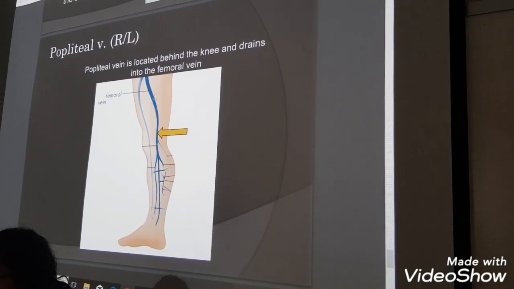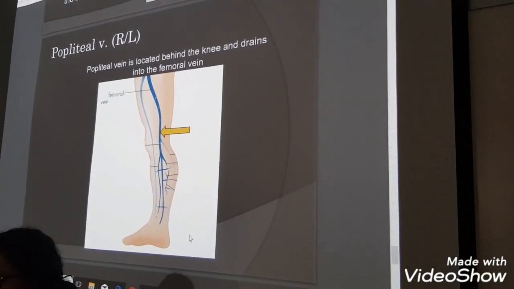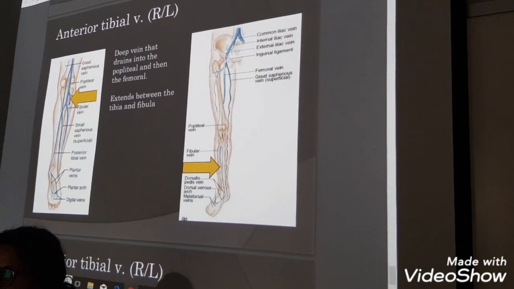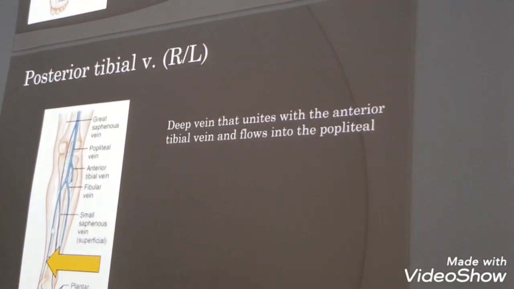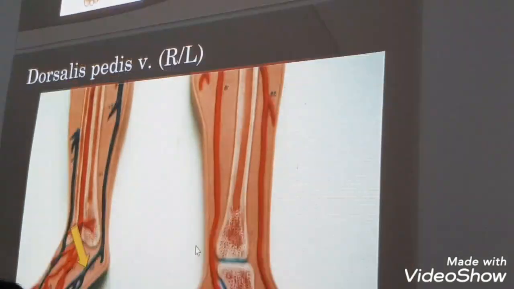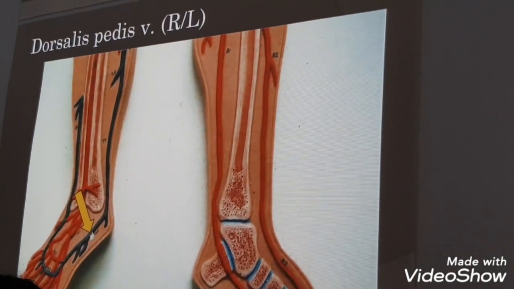This is the femoral vein, popliteal, anterior tibial. Then we got a posterior tibial as well, and dorsal pedis vein.